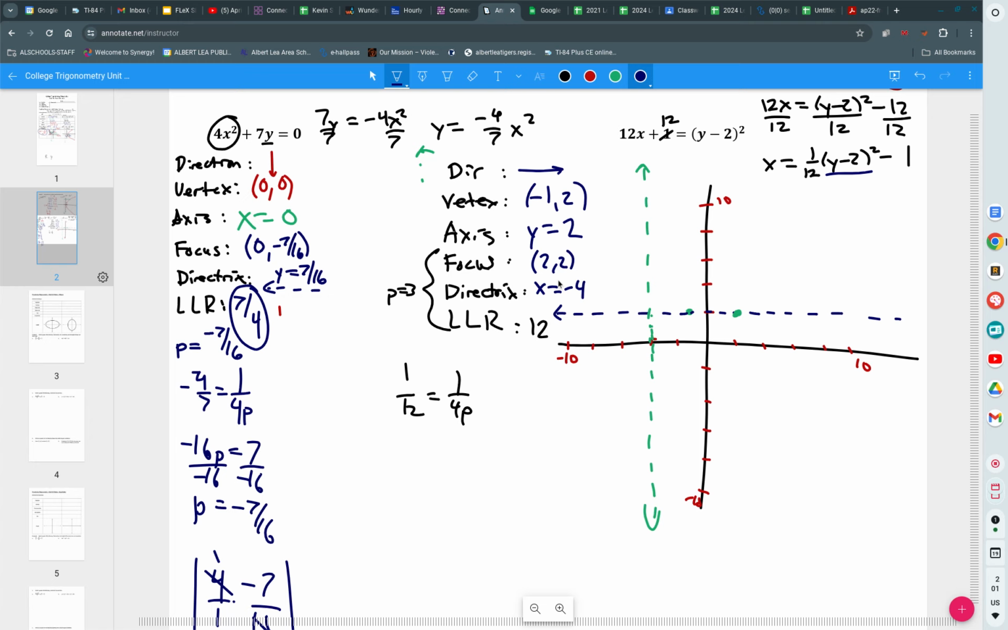So the last thing I do to finish this off is I'm going to stretch the length of my latus rectum, or 12 units, so 6 units in each direction. So I'm going to go 6 units up, and I'm going to go 6 units down. And you can see that that's the width or the spanning of my parabola.